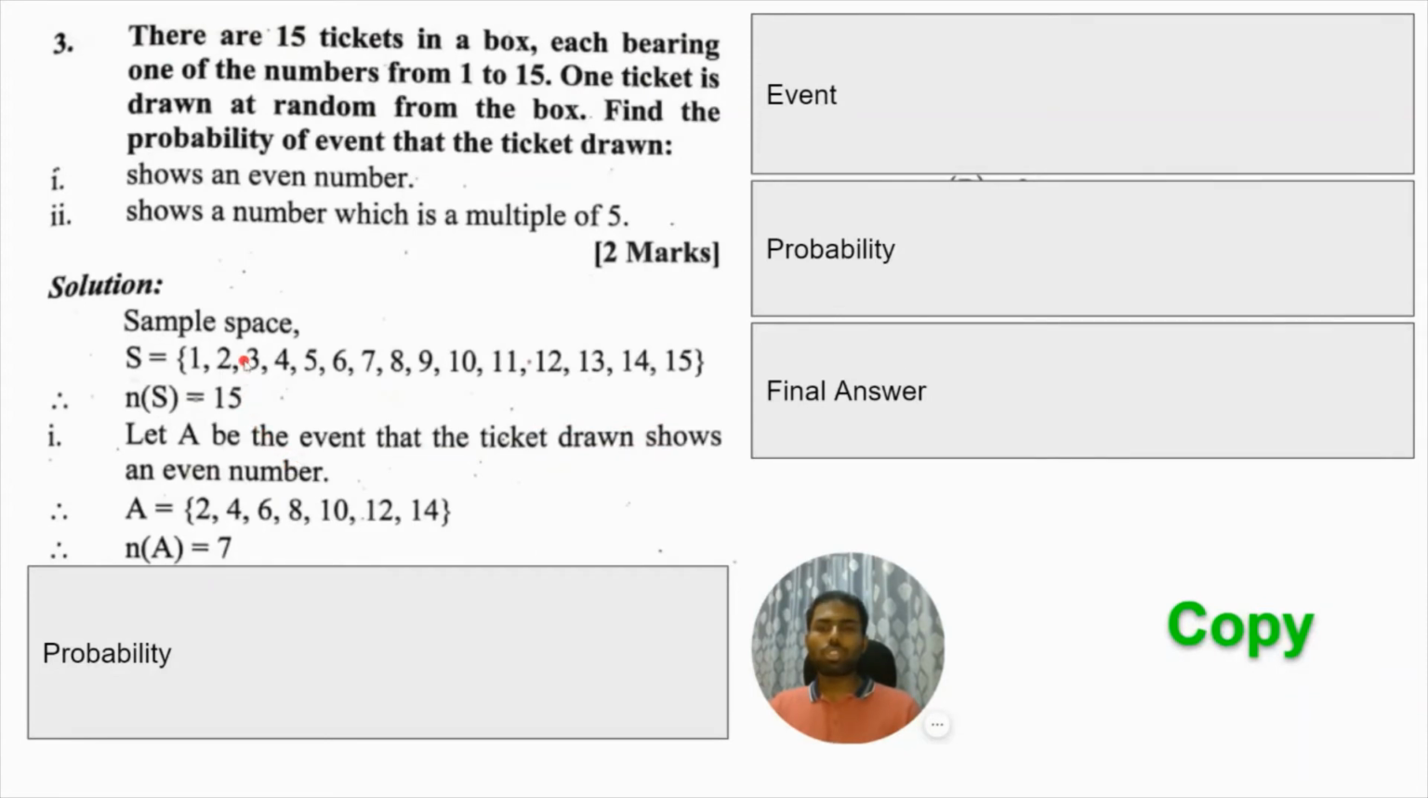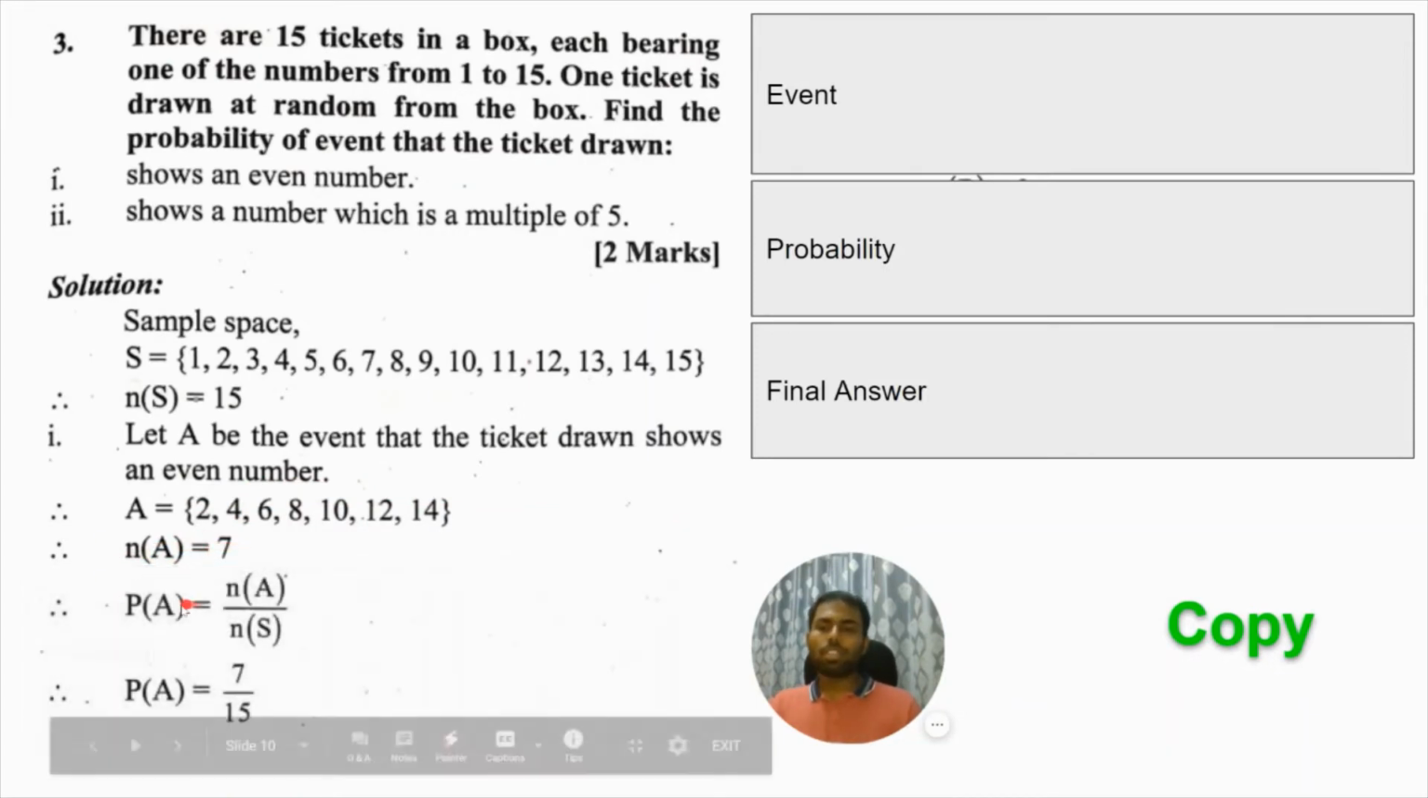Okay, so even numbers कौन से? 2 4 6 8. Basically what are even numbers? जो कोई भी नंबर 2 से डिवाइड हो सकते हैं और 2 से डिवाइड होने के बाद रिमाइंडर नहीं मिलेगा. Okay, so 2 4 6 8 10 12 14, these will be the numbers. So कितने नंबर्स हैं? 7 numbers. So number of elements in A हो गए 7. Now use the formula of probability. Probability of A is equal to number of elements in A divided by number of elements in sample space. So 7 by 15 आ जाएगा.